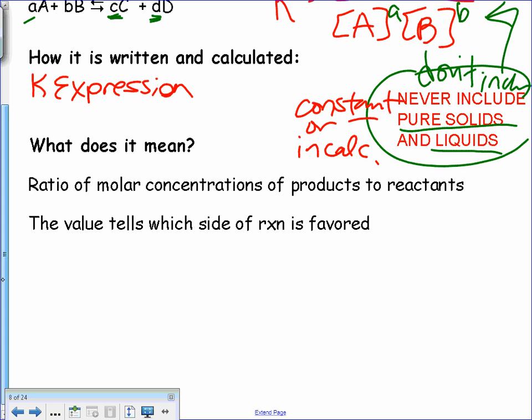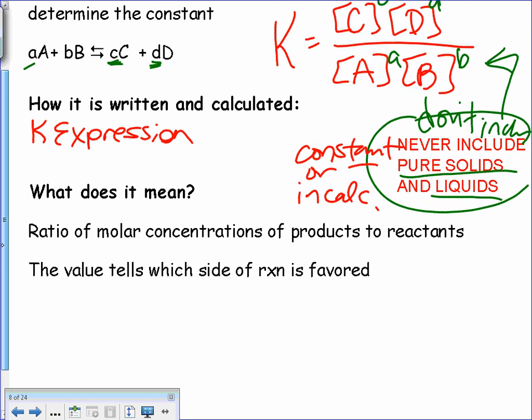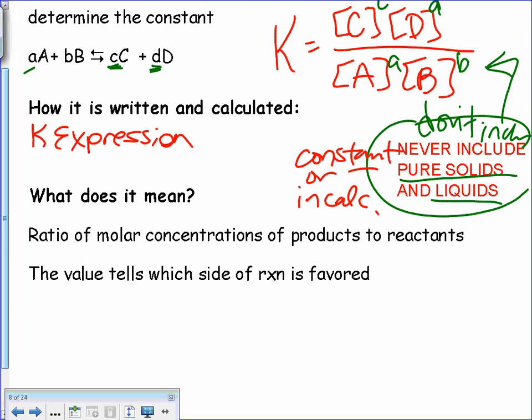In the end, sometimes I'll just ask you, what does the K mean? And the K means simply the ratio of the concentration of the products versus the reactants. So we'll just say it's a ratio of molar concentrations. And that's just a quick, easy phrase to represent what K means. And from the K value, or the equilibrium constant value, we can find the actual favorability of products versus reactants.